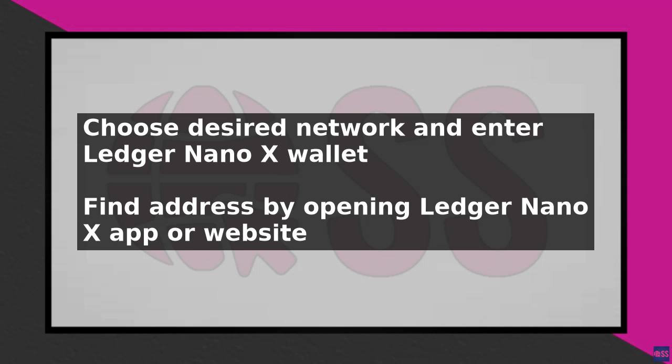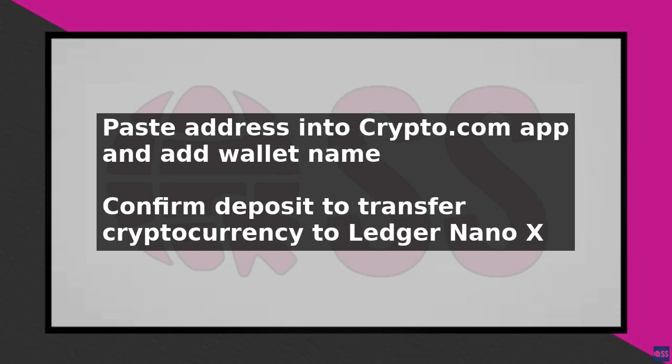To find this address, open the Ledger Nano X app or website, click on Deposit, and choose the same cryptocurrency. Follow the on-screen instructions. Verify your address, and note the receive address displayed on your Ledger Nano X.